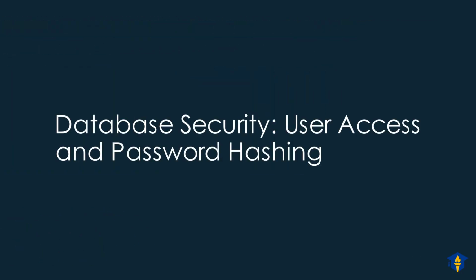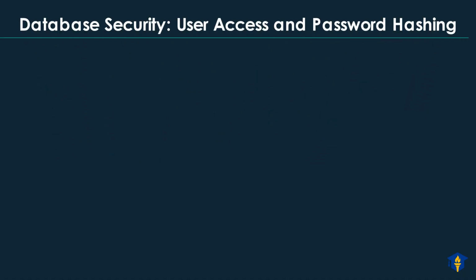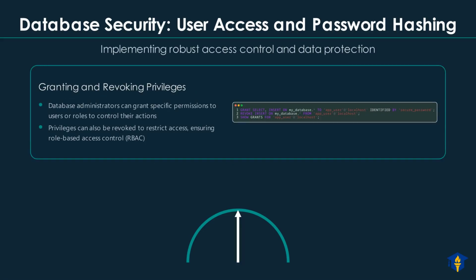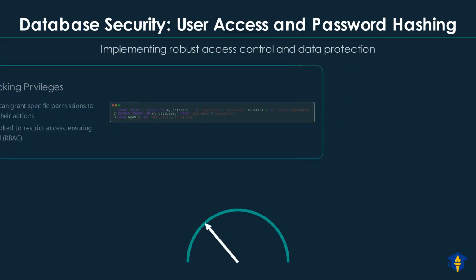Today, we will discuss database security, focusing on user access and password hashing. These practices are vital for implementing robust access control and protecting your sensitive data. First, let us look at granting and revoking privileges for database users. Database administrators can grant or revoke specific permissions to control user actions and access. This code block demonstrates how to grant, revoke, and show user privileges in MySQL.